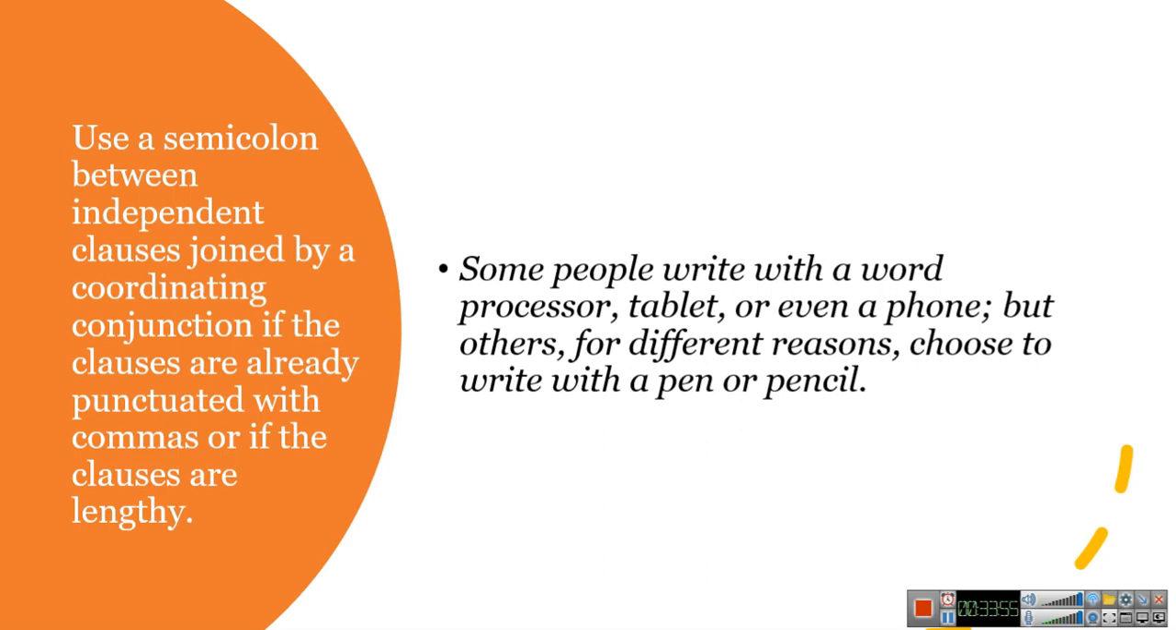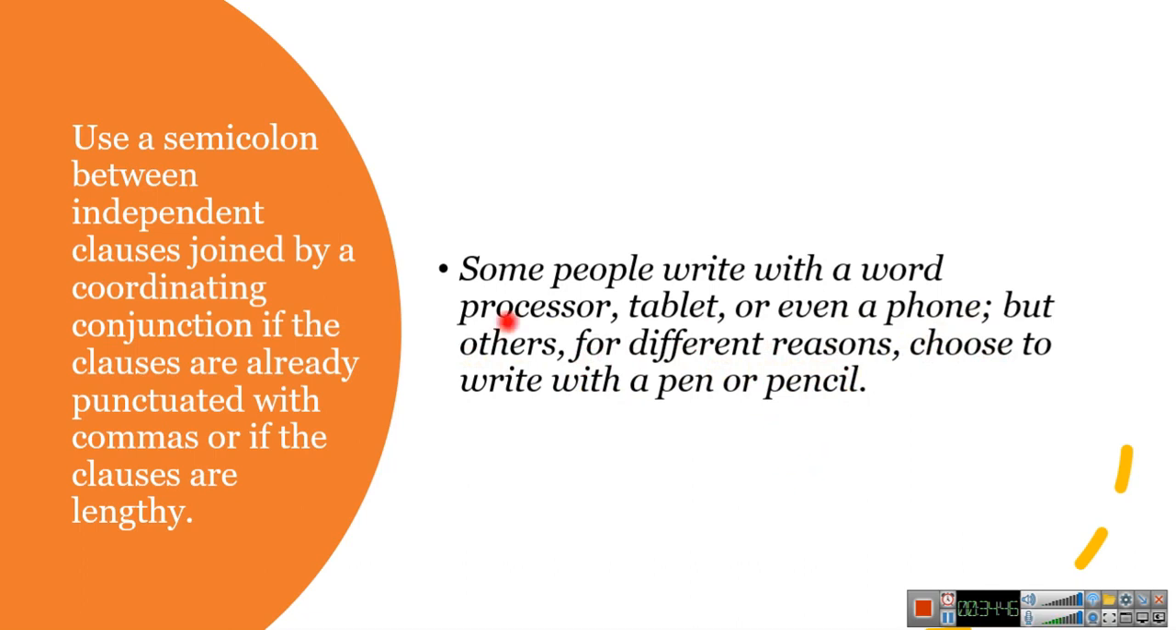Use a semicolon between independent clauses joined by coordinating conjunctions if the clauses are already punctuated with commas or if the clauses are lengthy. What can we say about this? Well, use a semicolon when you're going to use commas, but the independent clauses are very long. All right. That's very simple. I know it sounds complicated, but just keep in mind, use a semicolon when you're going to make a very long sentence. So let's look at the example. Some people write with a word processor, tablet, or even a phone. But others, for example, for different reasons, choose to write with a pen or pencil.